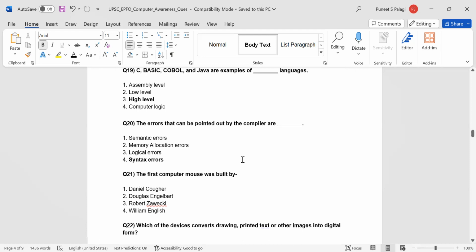The first computer mouse was built by Douglas.